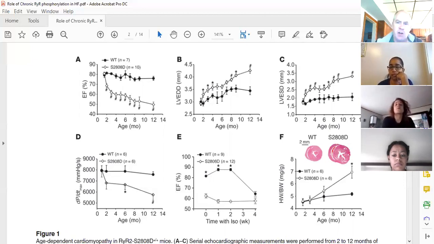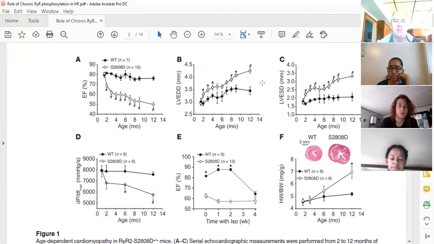And the last one, Ariana, what's LVESD? Left ventricular systolic diameter. Right, so the size of the ventricle at the end of systole. And what do you see there? It seems like it's enlarging as well. So what they've shown here is that when you substitute in this hyperphosphorylated ryanodine receptor, in young mice it's okay. Young mice are the same as control, but after a year you get big differences between control and mutant. So it's not just the hyperphosphorylation, there's something age-related that's also causing a problem.